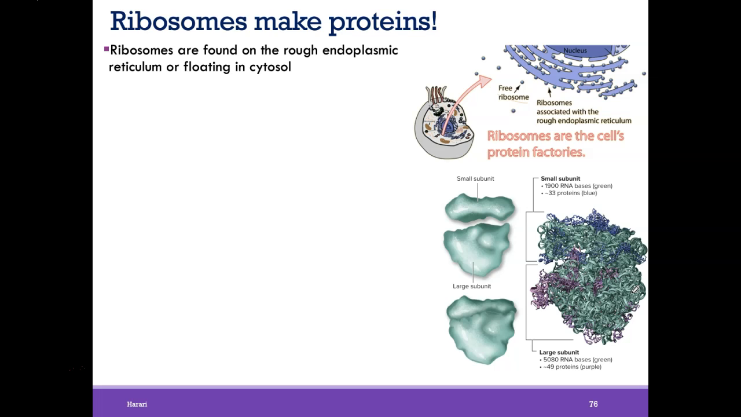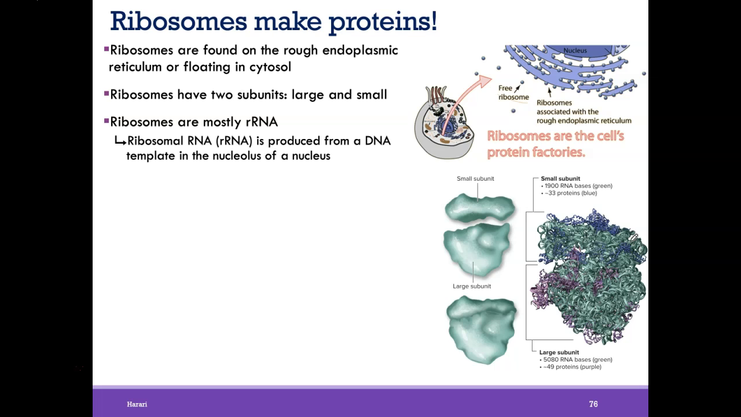So we already said that ribosomes are responsible for making proteins, and these ribosomes can be found floating in the cytosol or associated with the rough endoplasmic reticulum. Proteins that are destined for secretion out of the cell or for a specific destination in the cell are made on the ribosomes of the rough endoplasmic reticulum. Each ribosome has two subunits, a small subunit and a large subunit. And ribosomes are mostly ribosomal RNA. So all of the green are RNA nucleotides. The purple and blue are the proteins.